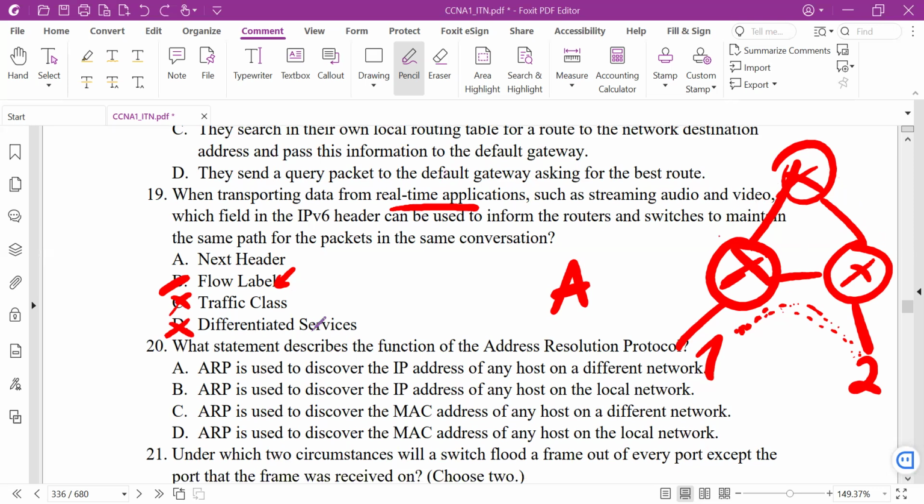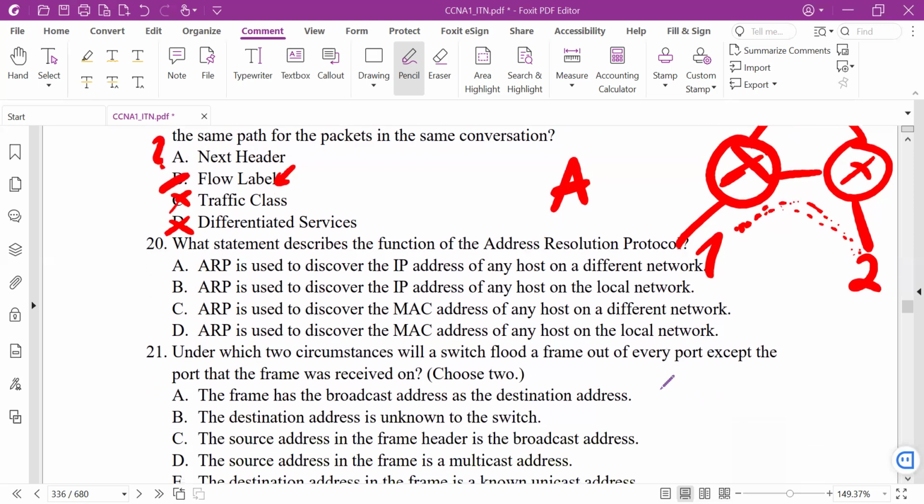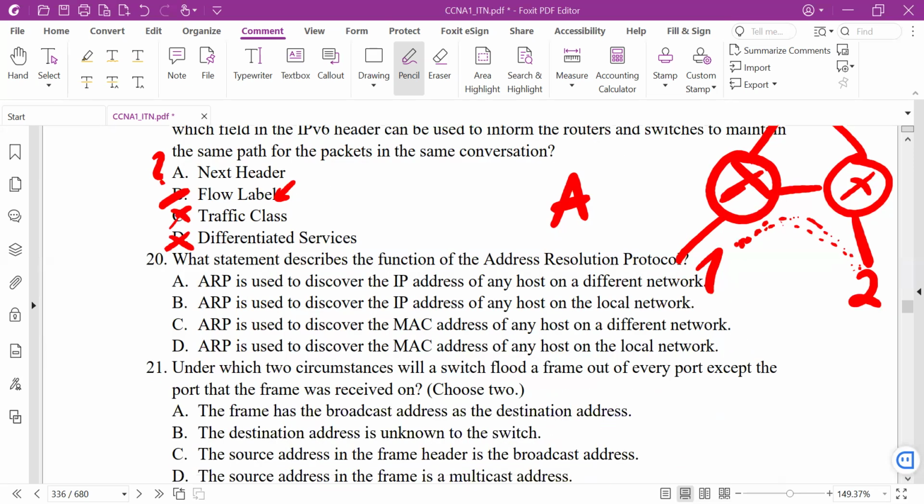Next, here the traffic class. Do we have those ones in IPv6? Right, let's go to number 20. Which statement describes the function of the ARP? I think that one is very easy. Give us an answer, number 20.